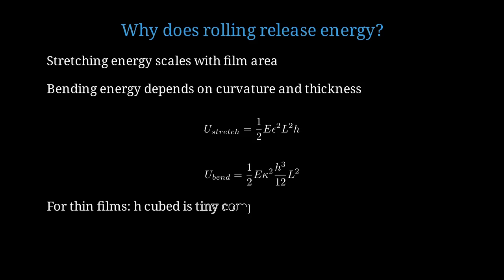For thin films, h cubed is absolutely tiny compared to h. If h is 10 nanometers, then h cubed is 1,000 times smaller relative to the linear term. This means bending costs almost nothing compared to stretching. When the film rolls up, it adopts a specific radius of curvature. Let's calculate this critical rolling radius.